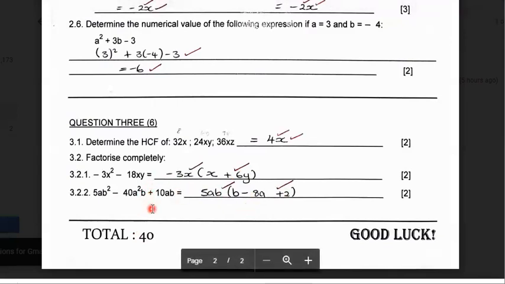Last term there, you've got positive 10ab divided by 5ab. So 10 divided by 5, you're left with 2. Your a and your b cancel out, and that's all that you're going to have there, and you're going to close the brackets.